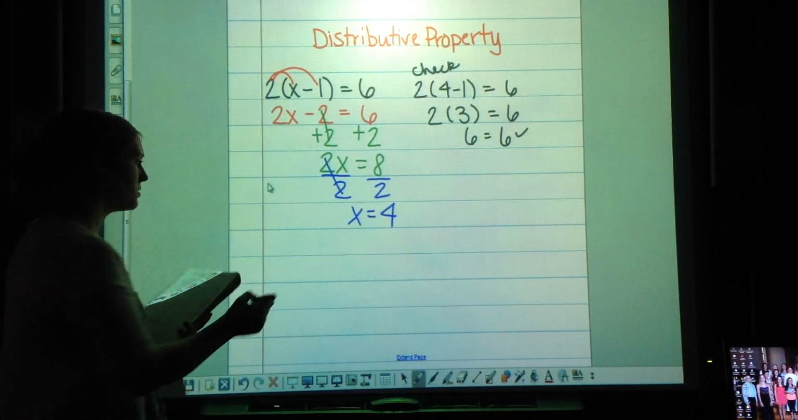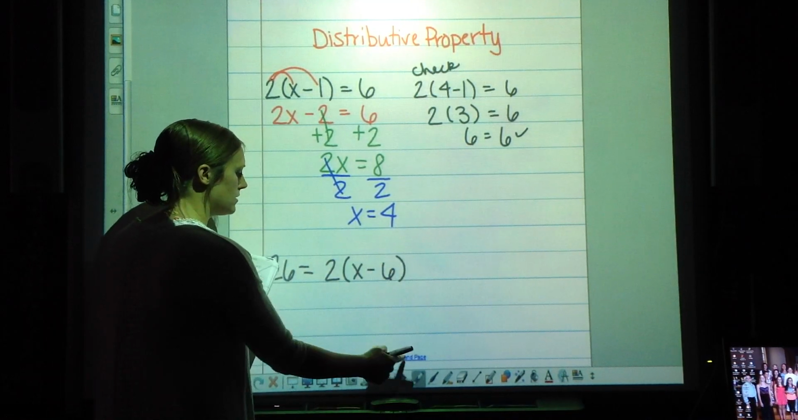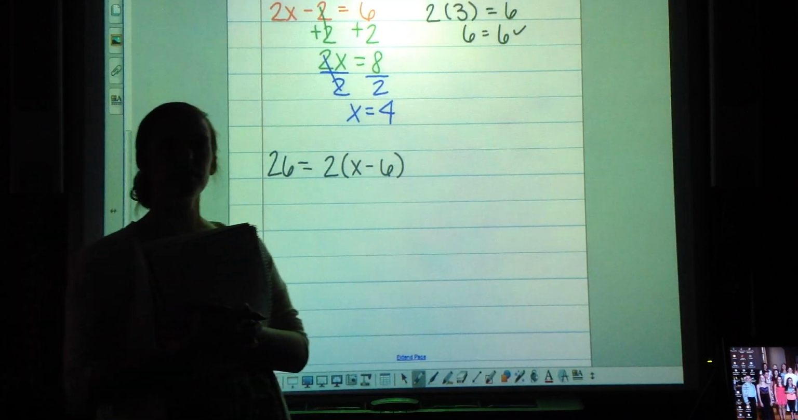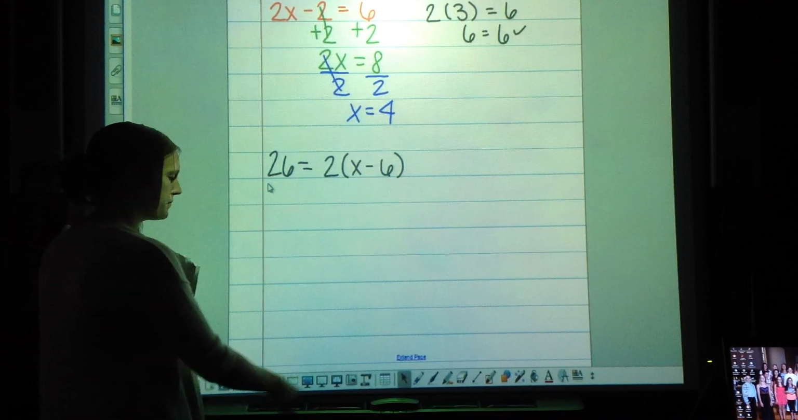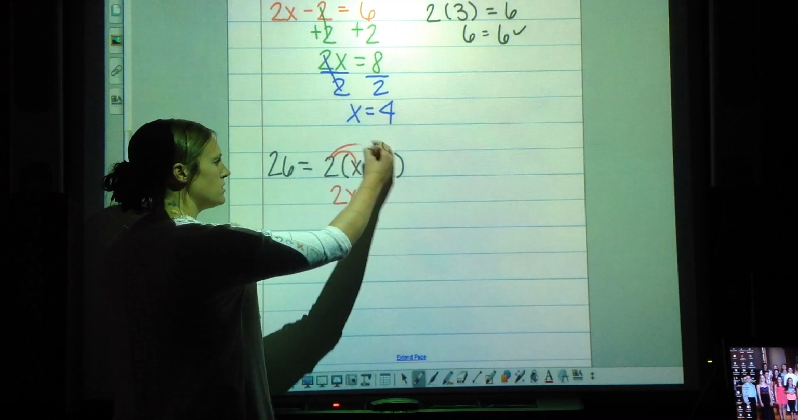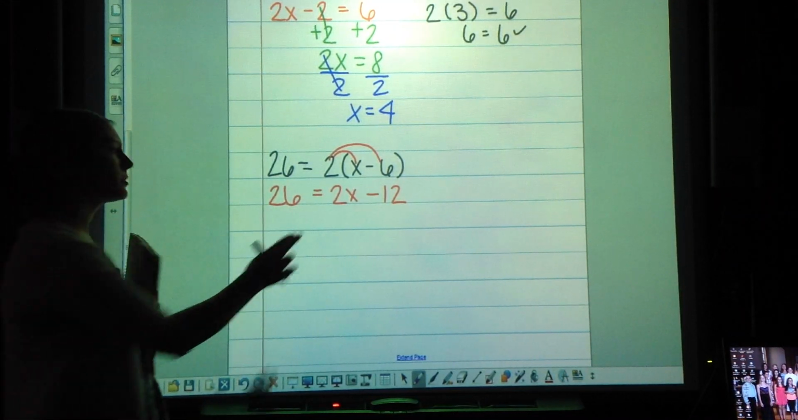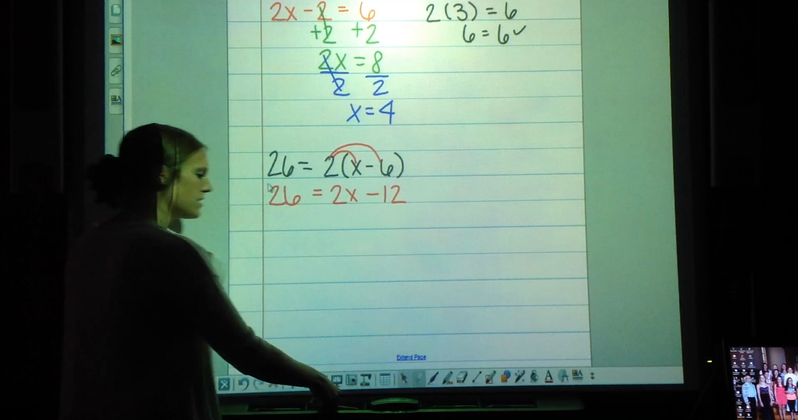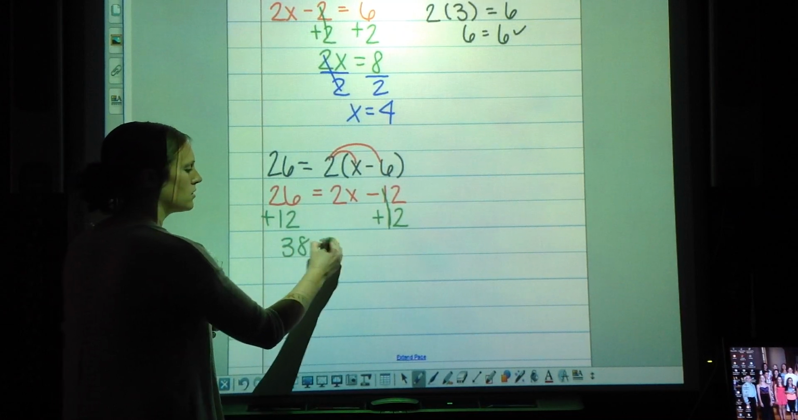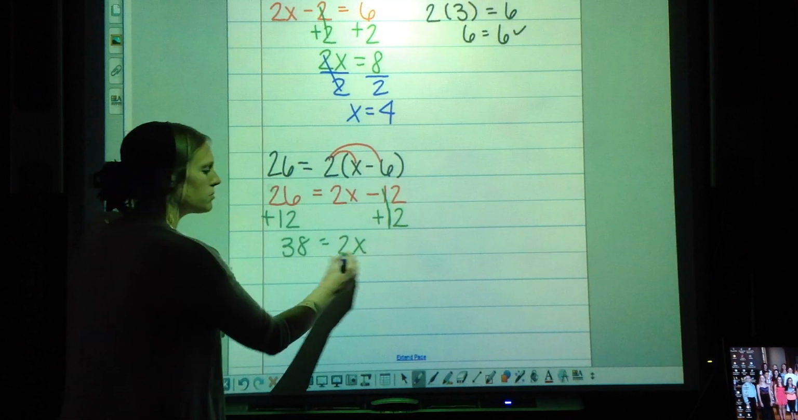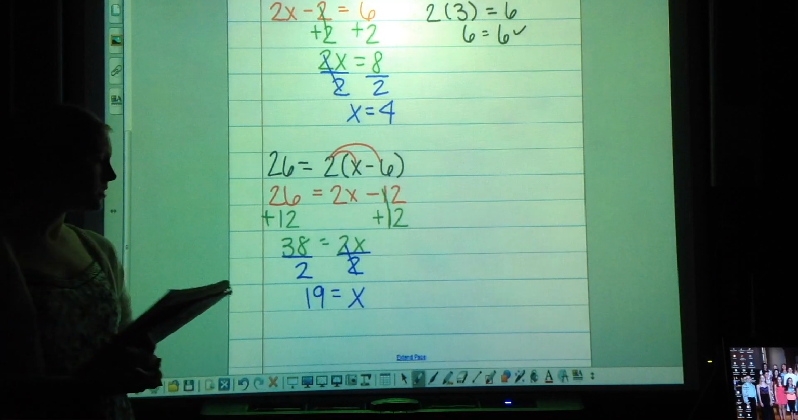Let's try 26 equals 2 times the quantity x minus 6. This time, our variable is on the right side of the equal sign, so I'm going to move everything else away. When there's a set of parentheses, we're going to start with the distributive property. 2 times a negative 6 is a negative 12. This is the two-step equation where I'm going to bring the non-variable term to the other side of the equal sign. And then when I do the one-step equation, they're multiplying, so I'm going to divide. So I get an answer of x equals 19.